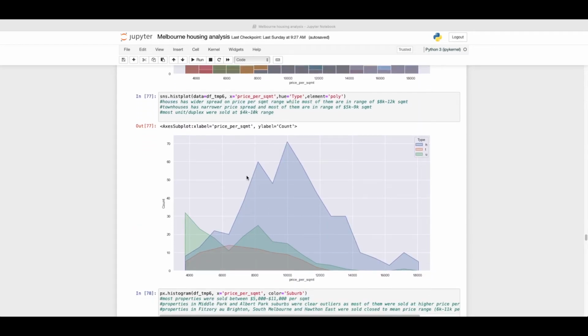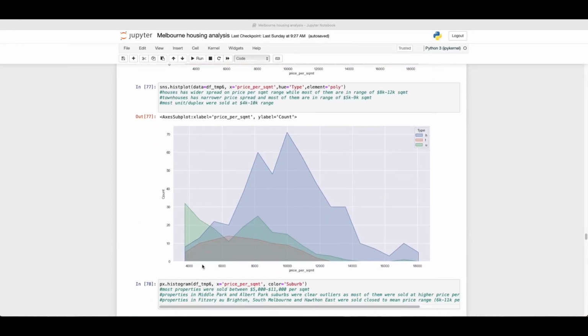Anyway, moving on. This chart shows the houses have a wider spread on price per square meter range, but most of them are in the range of 8K to 12K per square meter. Townhouses have a narrower price spread, and most of them were in the range of 5K to 9K per square meter. And most unit duplex were sold at a 4K to 10K range.